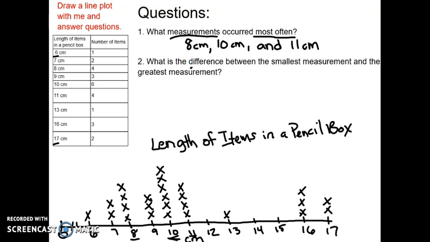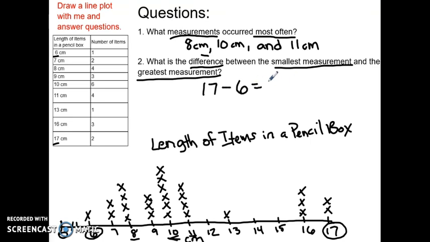Number 2, what is the difference between the smallest measurement and the greatest measurement? Remember, difference means to subtract. So I'm going to take the smallest, which is 6, and the largest, which is 17, and I'm going to subtract them. So 17 minus 6 equals 11 centimeters. So the difference between the smallest measurement and the greatest measurement is 11 centimeters.